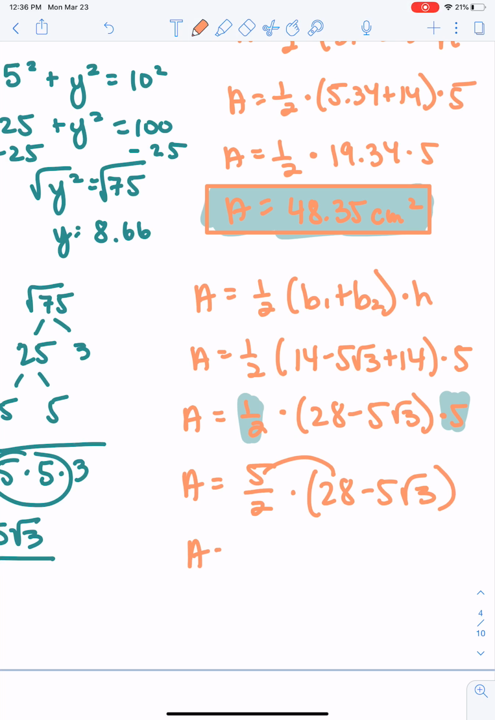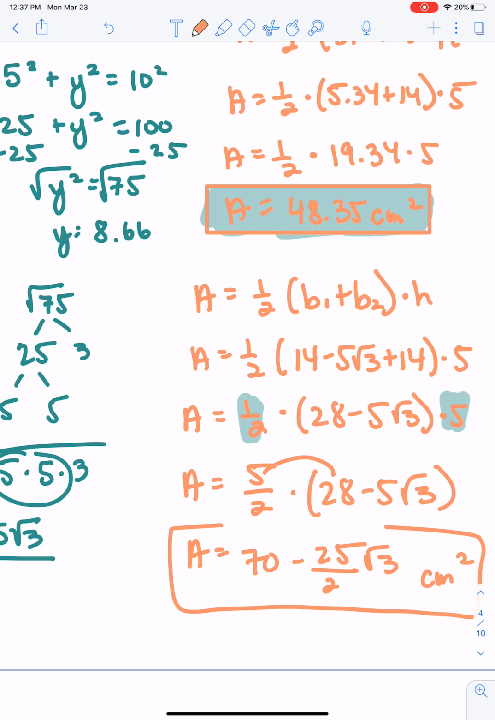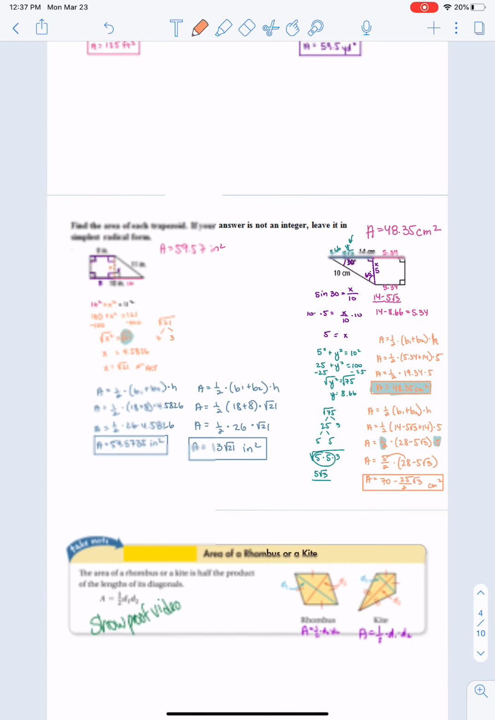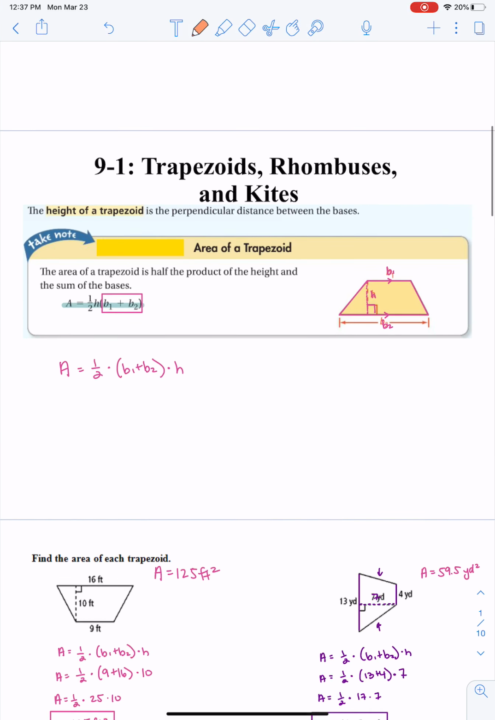So the area would be 5 times 28 divided by 2 is 70. And then minus 25 over 2 square root of 3. So a little crazy looking. But again, if I type that in my calculator, 70 minus 25 square root of 3 divided by 2, I still get that 48.35. So this is what the ACT will do. Because they cray. No, they're just trying to get you to get really exact answers. So either way is fine. Okay, that is finding the area of a trapezoid.